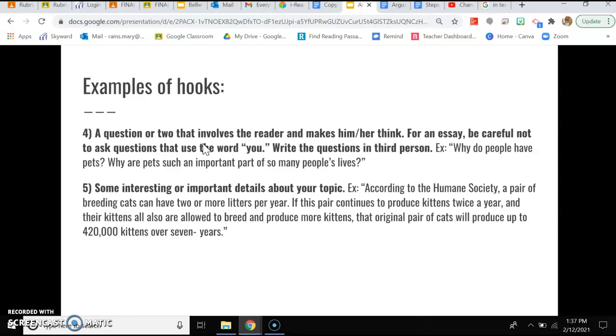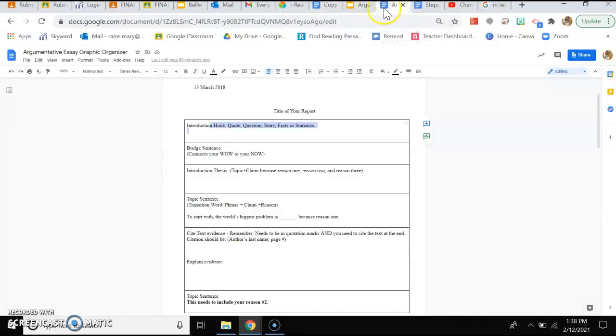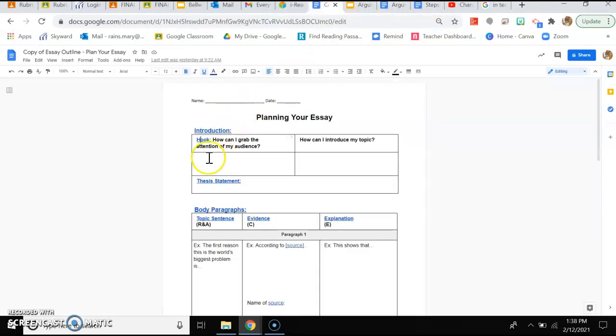because we don't want to waste any of our sentences. We don't want to say things that we don't really need to, because everybody already knows what question you were asked. So don't waste any time getting right into your topic. And then the last thing is just some interesting or important details about the topic. So that's what a hook is. So if you need to pause this video right now and go to your template and write your hook, go for it.